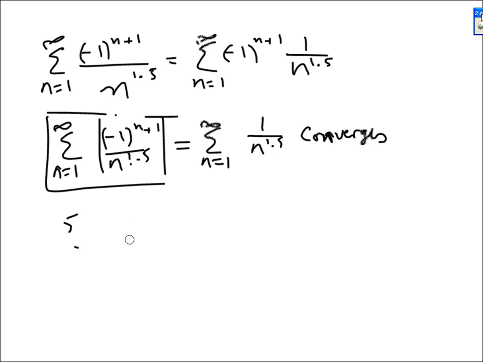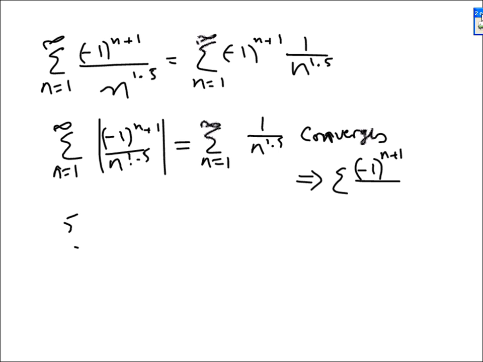Now, if the absolute value converges, this implies that the original one, the summation of negative 1 to the n plus 1 over n to the 1.5, converges by the theorem. If the absolute value converges, then the non-absolute value must converge. So they both converge. So we say that the summation of 1 over n to the 1.5 is absolutely convergent.